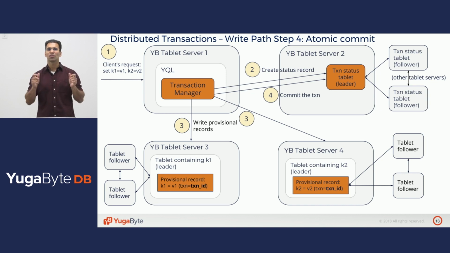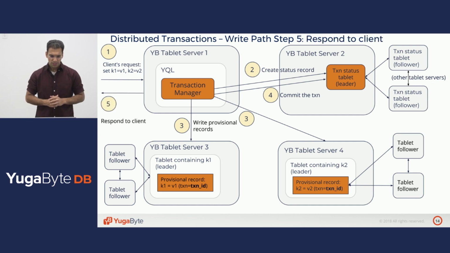Once it has successfully written its provisional record on all of the keys required to be updated for the transaction, it then goes ahead and commits the transaction. It does so by flipping the status of the transaction from pending to committed. Okay, and at this point, since the transaction has been written in a durable fashion and end users can now start to read the transaction, the client gets an acknowledgement back saying that the transaction was committed.